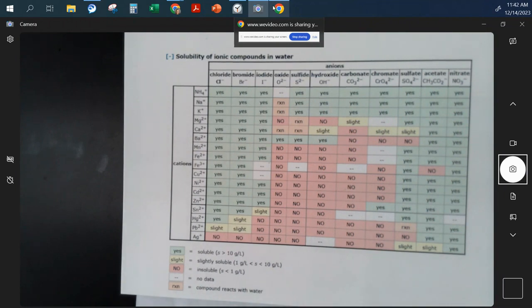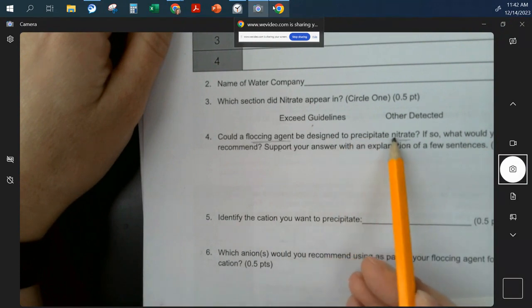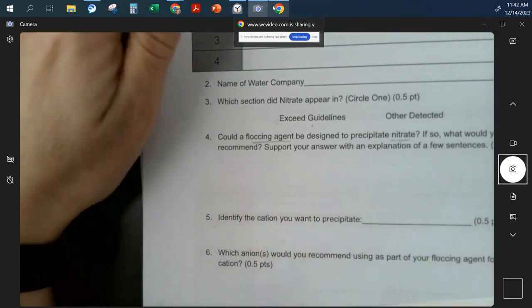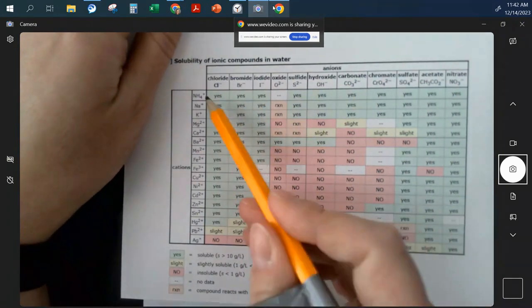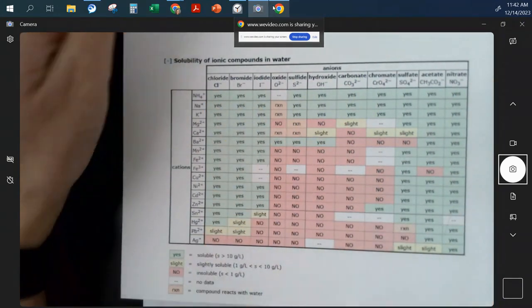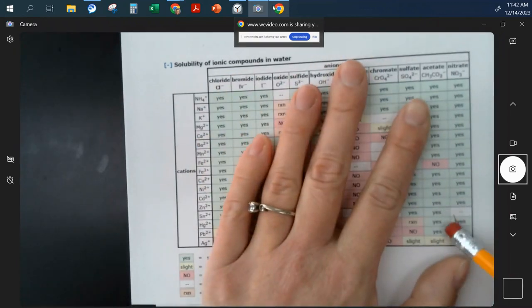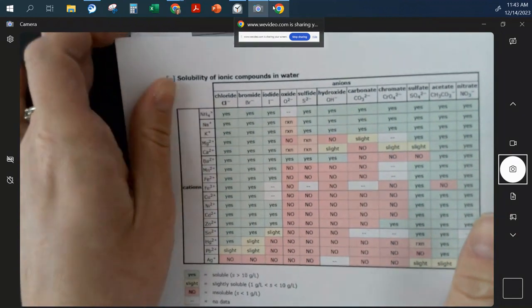Okay, so for this question, could a flocking agent be used to precipitate nitrate? Is there anything? This one would be no. And then explain based on this chart: none of these ions will precipitate nitrate. Oops, I drew on that. Okay.